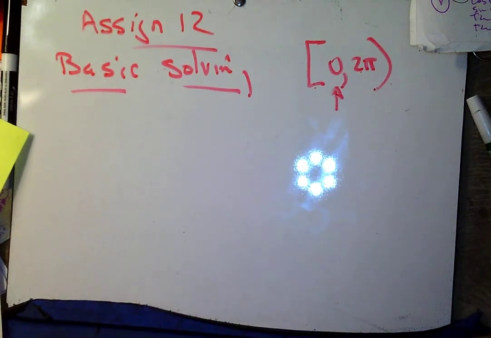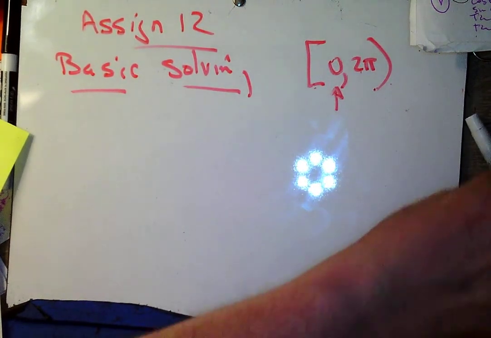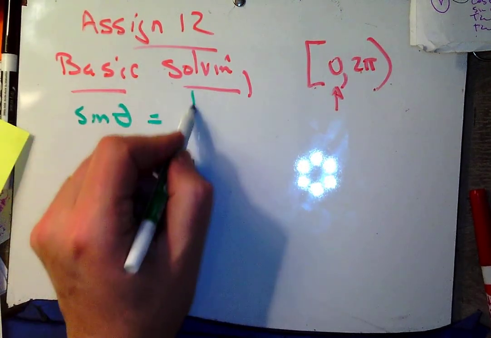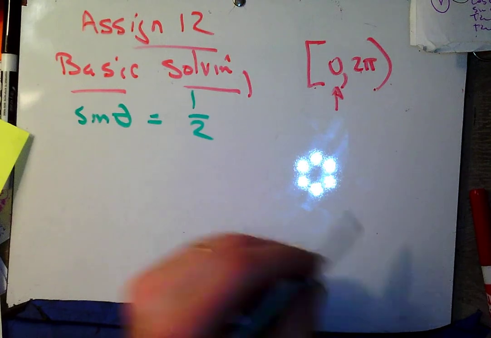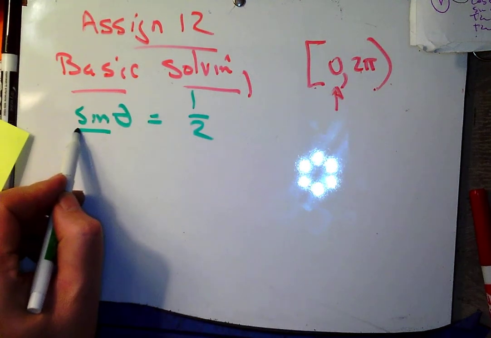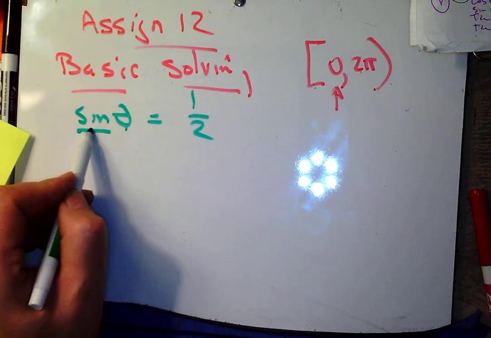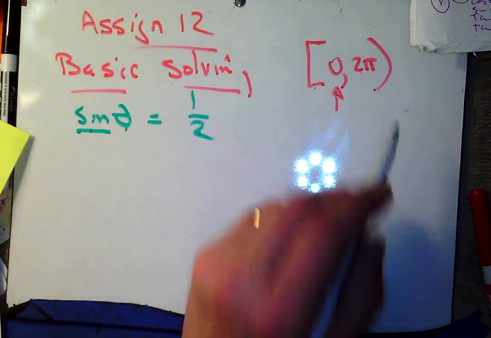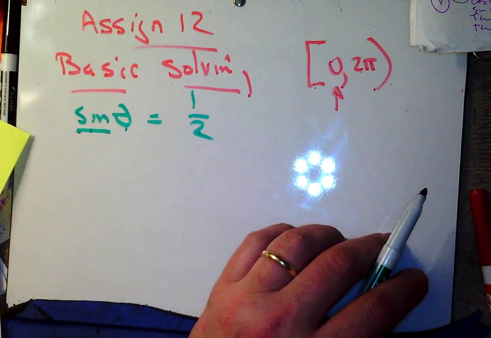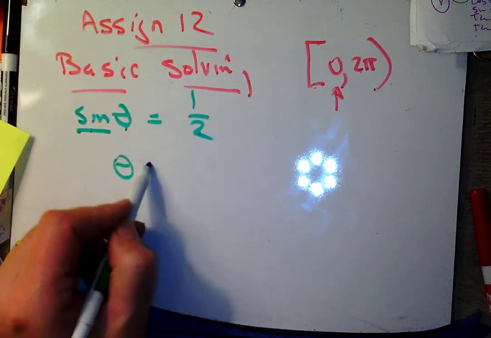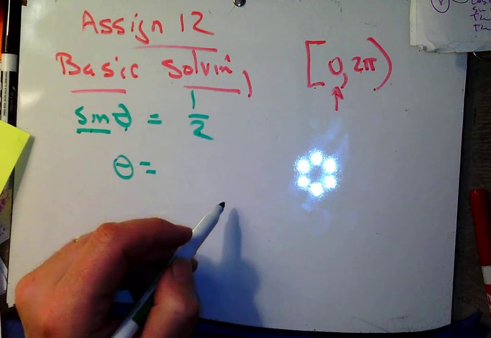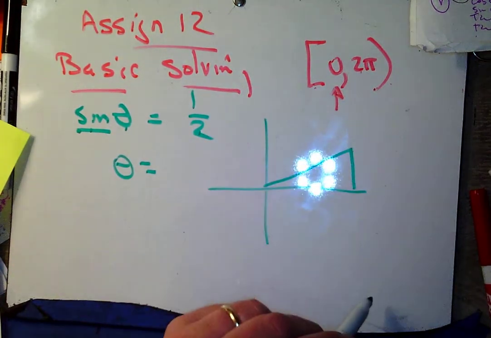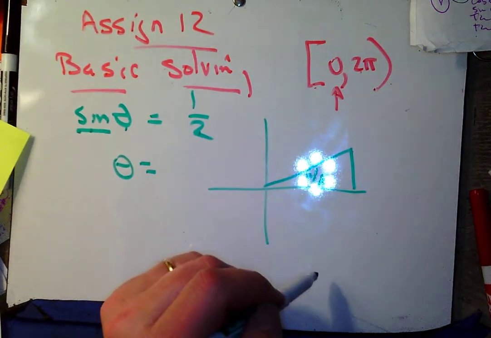Okay, so what do I mean by solving? Well, to start real gentle, I mean sine theta equals 1/2. So what angle has a y value of 1/2 on the unit circle, from 0 to 2 pi? Well, I know that happens twice. Sine is positive 1/2 twice. Once over here at pi over 6.